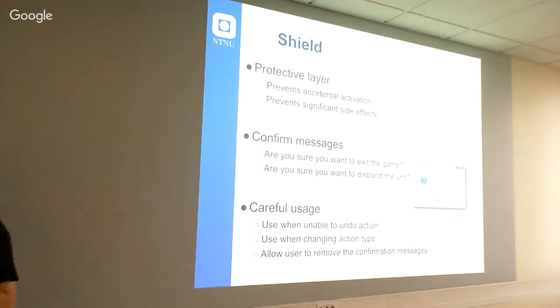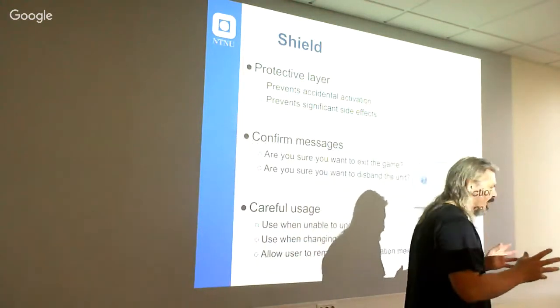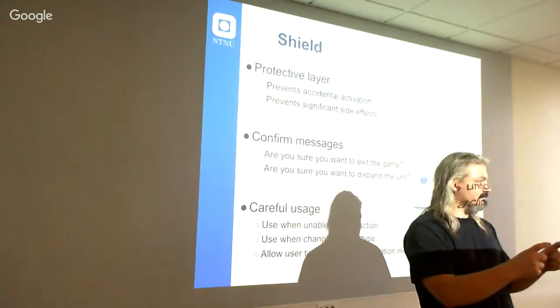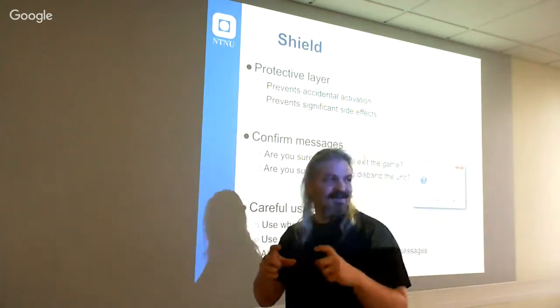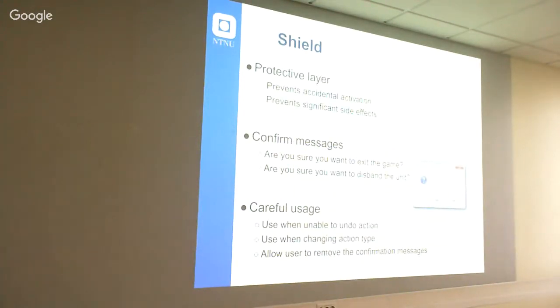So whenever somebody in your user testing does something and has that kind of response, you may need a shield on that action, right? Because anytime I accidentally do something and it annoys the user, you put a shield over it to try and stop that happening.